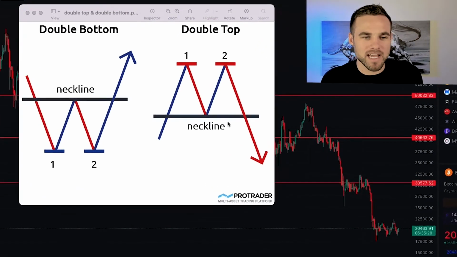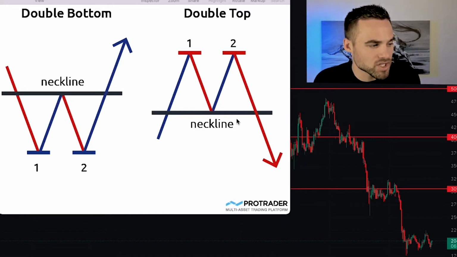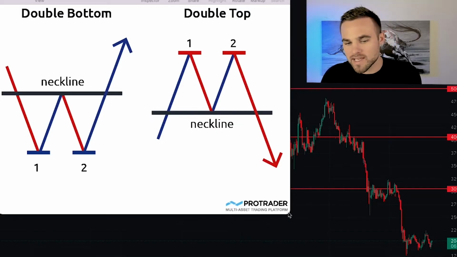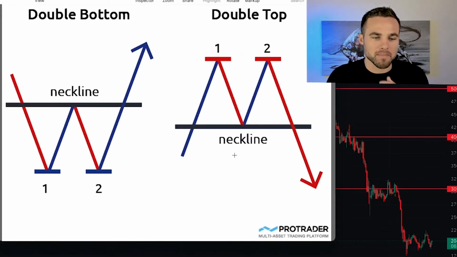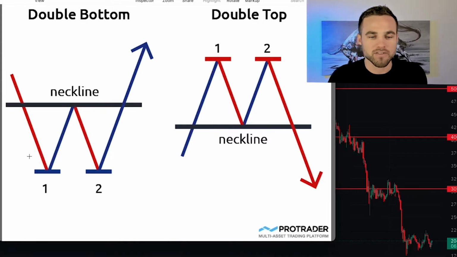So the next thing that we're going to take a look at is chart patterns. And we're going to take a look at just a couple of the most popular chart patterns. So the first one is a double top and a double bottom. Essentially, a double bottom looks like a W, and a double top looks like an M. So just try to find W's and M's in the chart when you're looking.